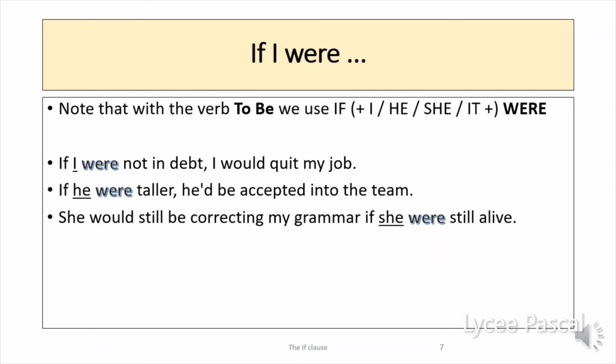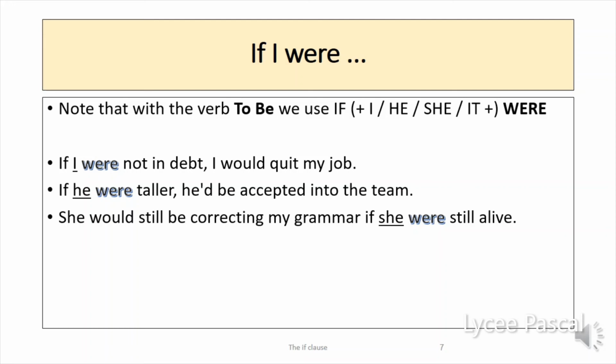Note that with the verb to be, we use if and any subject pronoun plus were. If I were not in debt, I would quit my job. This is a conditional sentence. We call it a complex sentence, where we have a conditional clause plus a main clause, plus the verb to be in the form of were. This is to show the present. We use the simple past tense to show the present, were instead of was.